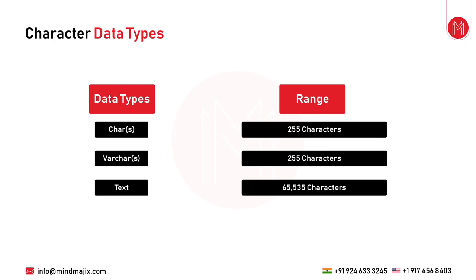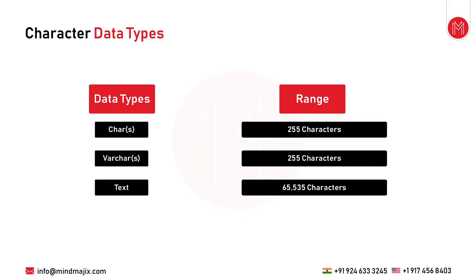The next data type is the character data type. Any data type which takes care of the text value or the string value in your table is called a character data type. Under character data types, we have three important kinds: char, varchar, and text. Char and varchar are the most common data types that we use in our table operations.